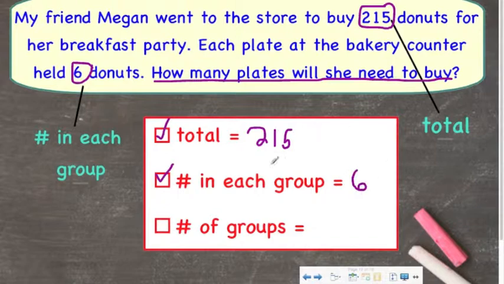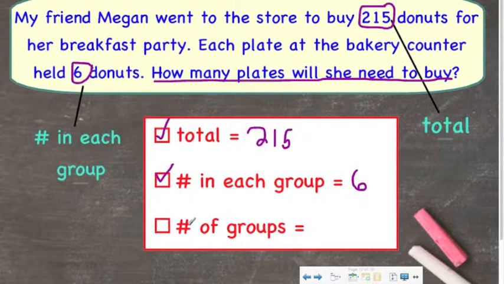Now, in this particular chart, it's not really necessary for me to write 6 donuts or 215 donuts because the numbers are what are really important to solve the problem. As long as I still have that visual in my head, I should know that I'm talking about donuts.